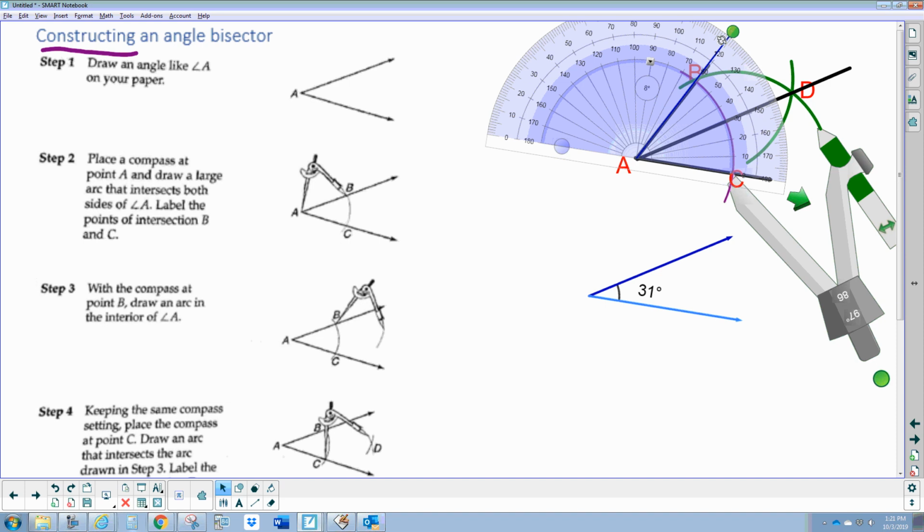I don't know why it keeps disappearing, but you can see that it is 61 degrees. Okay, so it's not perfect just because of a little bit of manual variance there, but it's about half of my angle. It should be exactly half, but just the way that you measure with manual tools like this, it sometimes gets a little bit off. Okay, so that is how you construct an angle bisector.